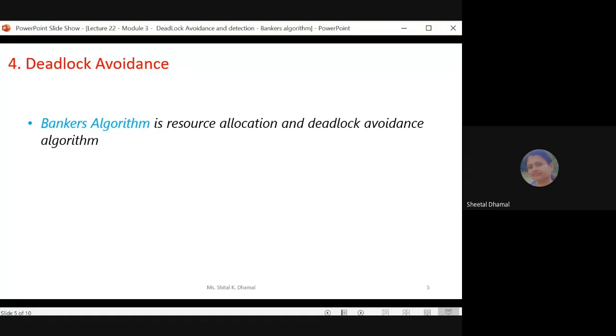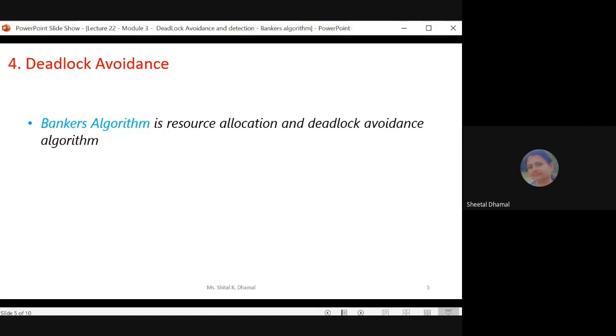This banker's algorithm is used to avoid deadlock. Before it occurs, the algorithm will try to allocate the resources to the processes in such a way that your system will always remain in the safe state, and because of this, deadlock will never occur.